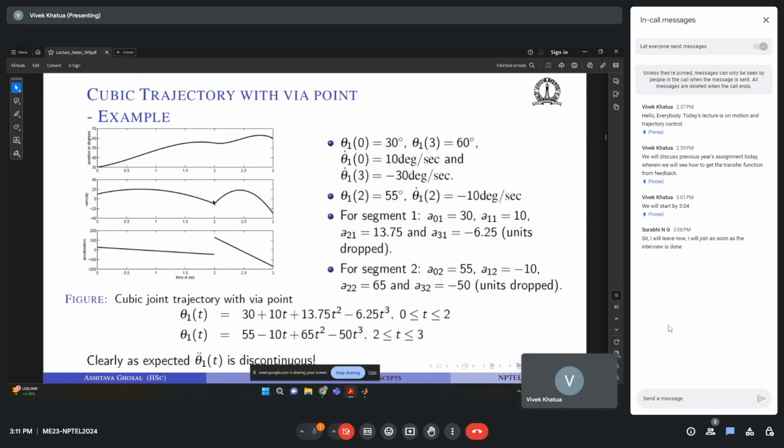So that means this point is what we are interested in. We want our velocity at this point to satisfy a certain value. So this is angular velocity, let's just keep it that way, theta dot.